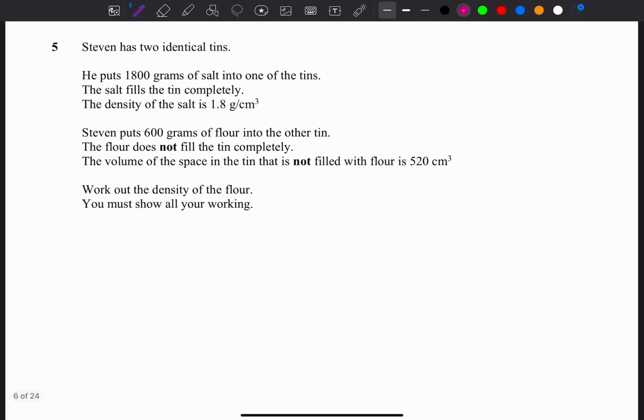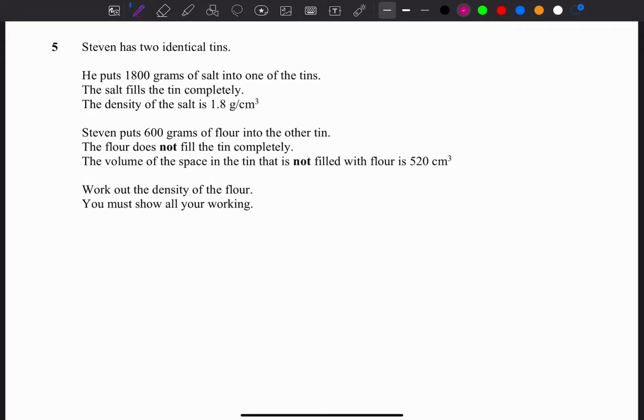Someone put 1,800 grams of salt into a tin, filling it completely. Density is one value. In the other, she does not fill completely. Right, so if you think about this, 1,800 grams of salt into one of the tins, and the salt fills it completely, and the density is 1.8. Then with the other 600 grams of flour, it doesn't fill the tin completely. The volume of the space that is not filled is 520.